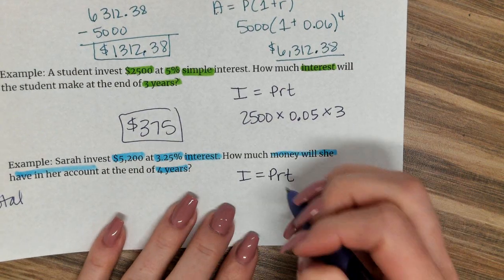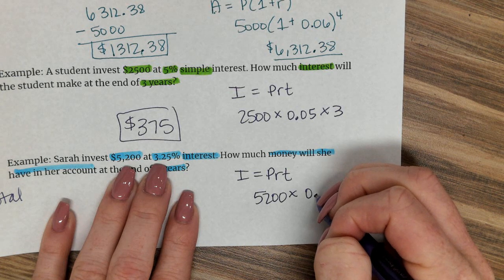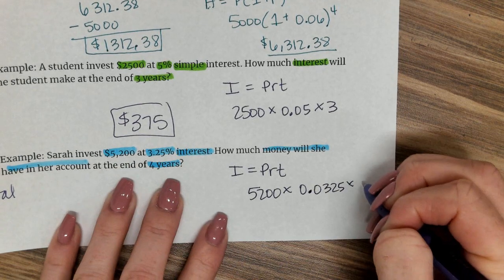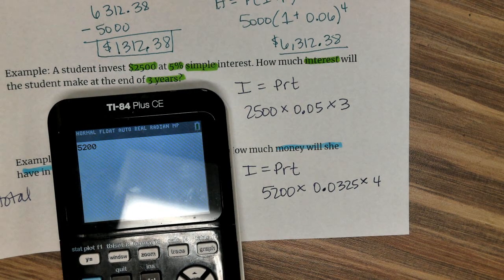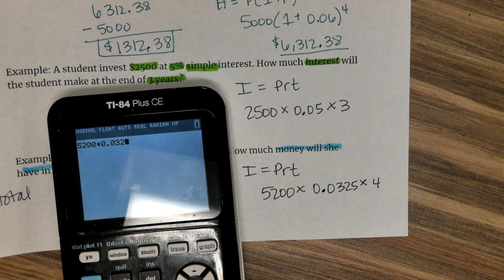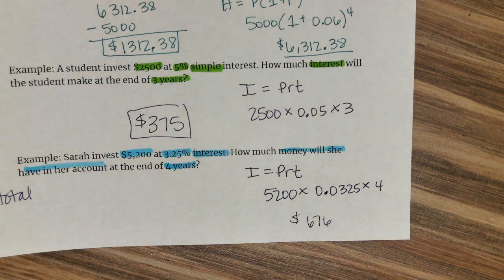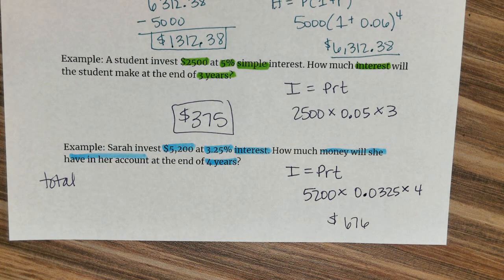P, 5,200 times R, 0.0325 times time, which is 4. $676. That is not going to be how much money she has in her account. She started with $5,200. She doesn't touch it for 4 years. She better come back and have $5,200 in her account, right? Plus the interest she made.